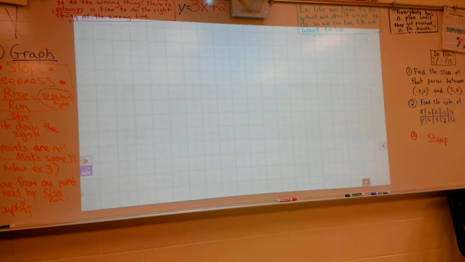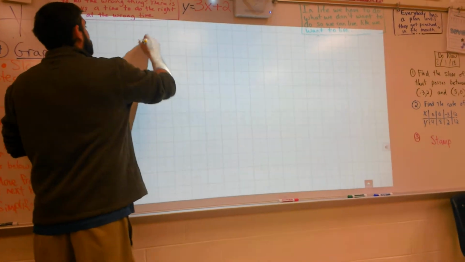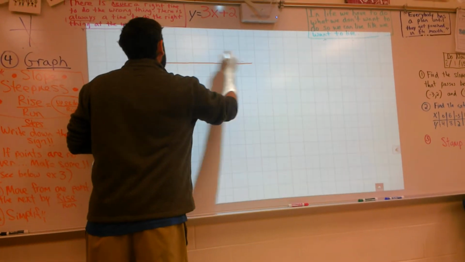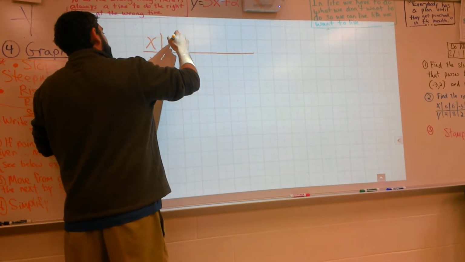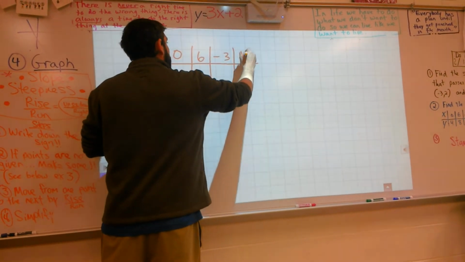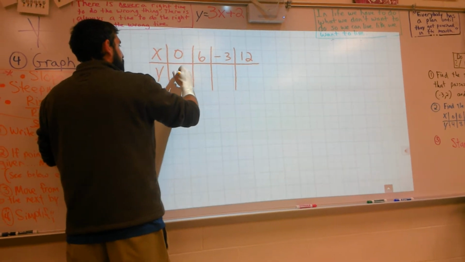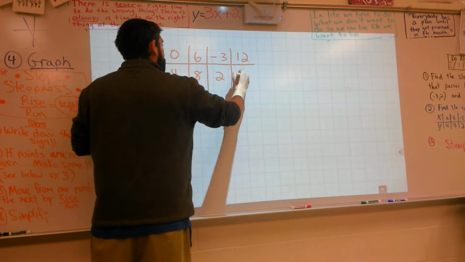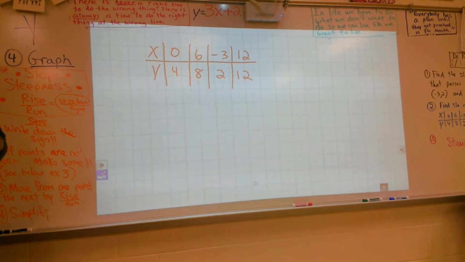I picked the first 2. Do you always pick the first 2? No. Yes. Will you read out the x values for me, Miss Porter? 0, 6, -3, 12. And then what are my y values? 4, 8, 2, 12. All right. So that's what the table looks like.